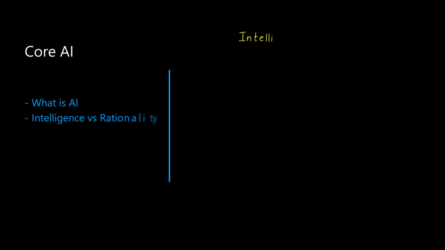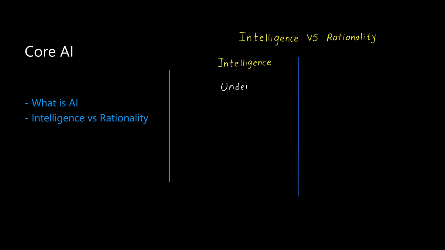Here's where students get tripped up. Intelligence and rationality aren't the same thing. Intelligence means the ability to understand, apply knowledge, and work through complex problems. Rationality is about making sound decisions. An AI can be intelligent, meaning it processes information well, but still make irrational choices if its decision-making framework is flawed. The exam loves to test this distinction.